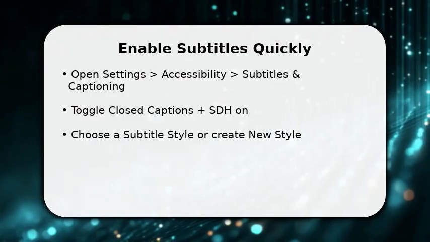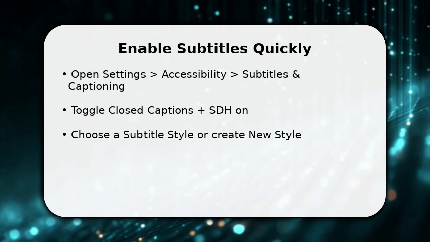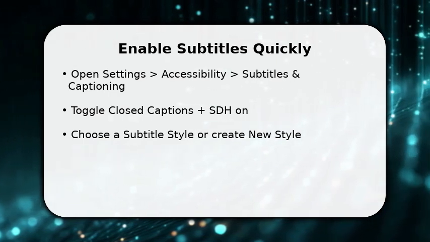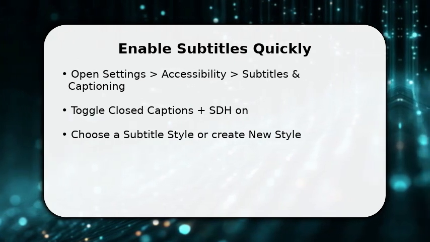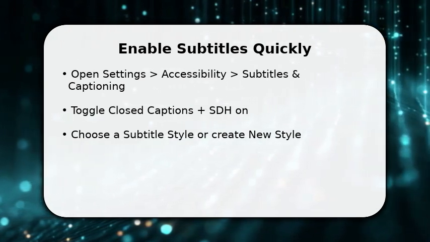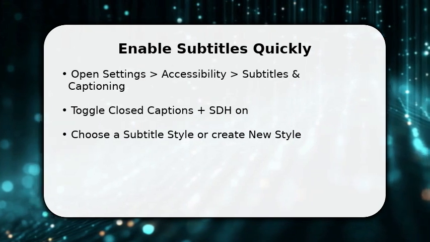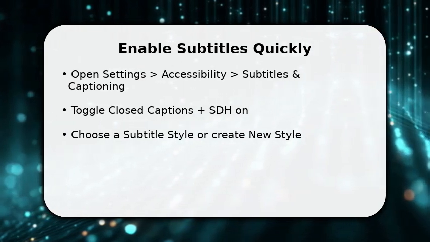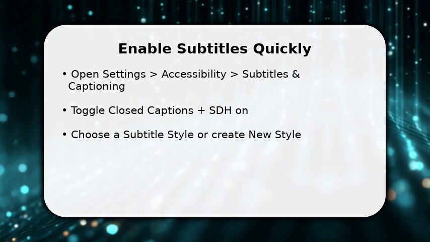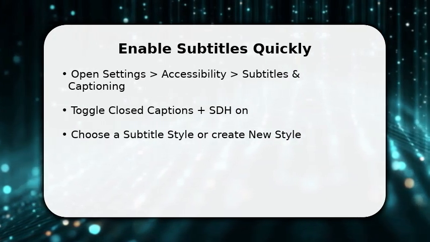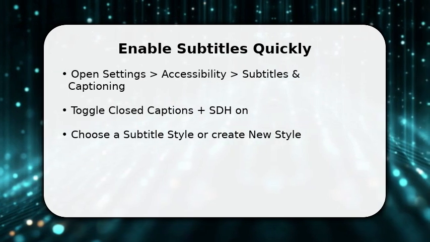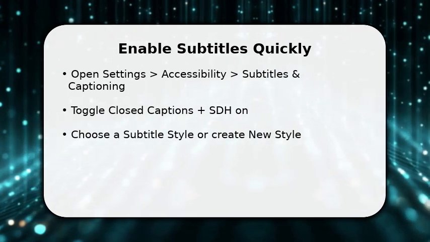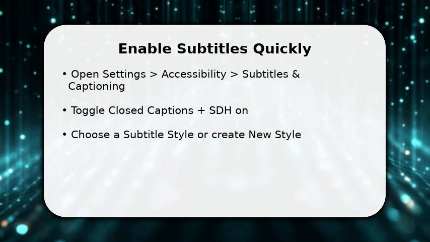You start by enabling captions in settings because the phone needs permission to show them. Open Accessibility, then Subtitles and Captioning, and turn on Closed Captions plus SDH. Once done, pick a built-in style or tap Create New Style to adjust font, size, and background for better contrast. Make sure you test with a short video so you can see text size and color in context. This immediate step activates subtitles system-wide for videos and many apps.